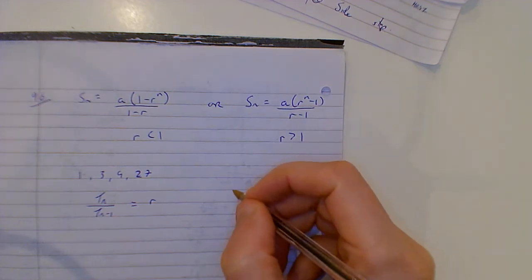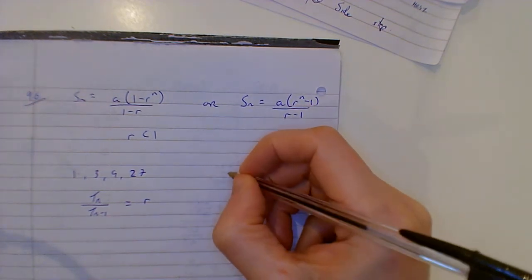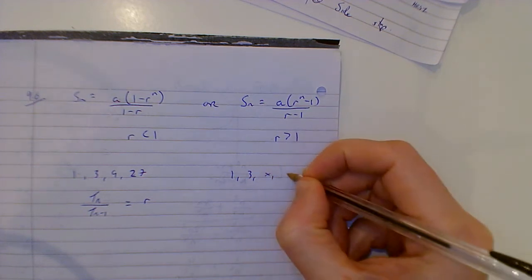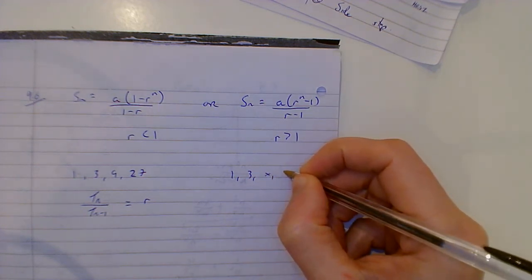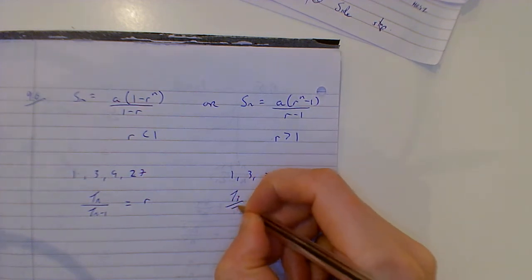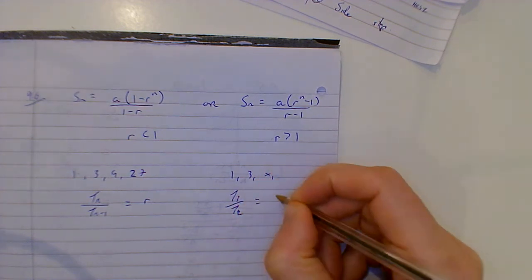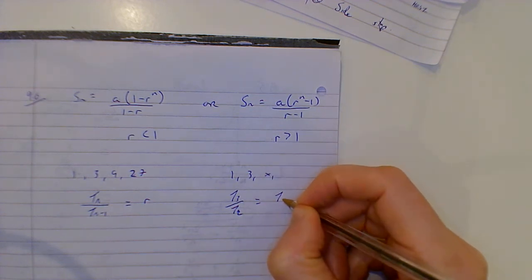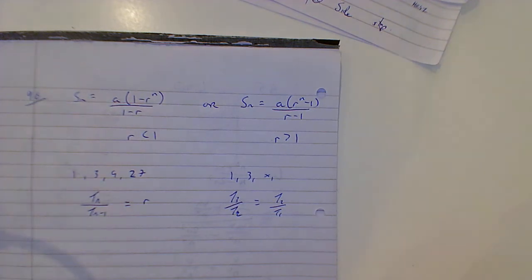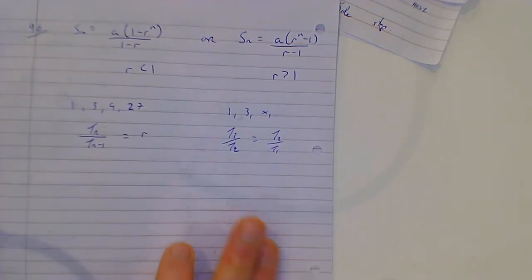And then if there was some number thrown in, say they gave you 1, 3, x, and something. If t3 over t2 equals t2 over t1, you'd work it out from there. Pretty straightforward. Now, on to the questions that we need to know.